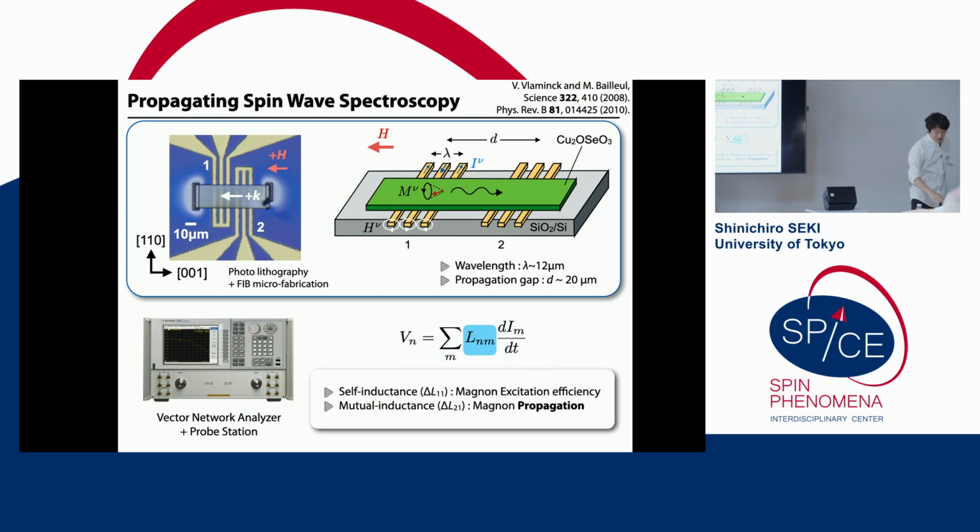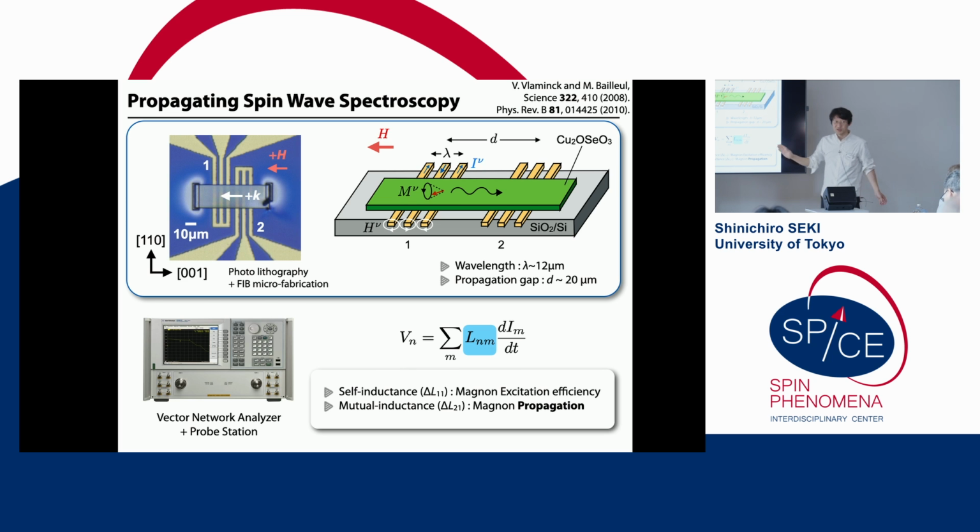For this purpose, we employ the measurement technique called propagating spin wave spectroscopy. And this is a typical device structure for this kind of measurement. First, we fabricate a pair of coplanar waveguide antennas on the silicon substrate, and then put a miniature-sized single crystal of the skyrmion hosting material on top of that.